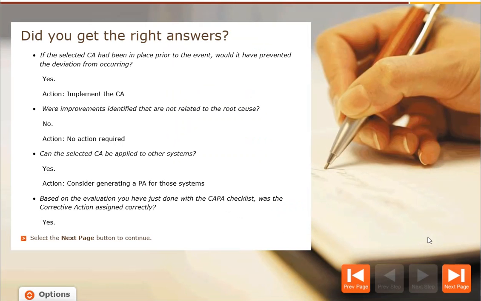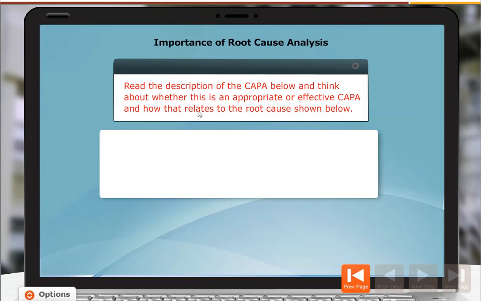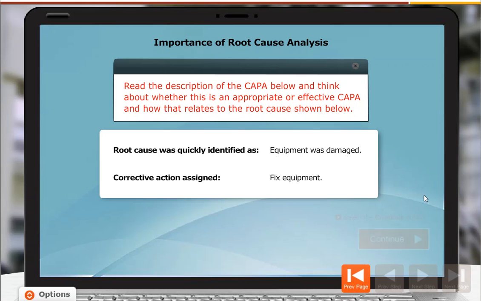Did you get the right answers? Read the description of the CAPA below and think about whether this is an appropriate or effective CAPA and how that relates to the root cause.